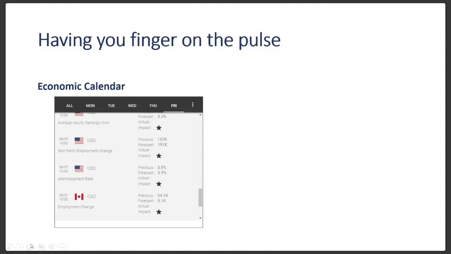Let me get a little pen, see if this works. Laser pen. Oh, there we go. Cool. As you can see, for example, we have the non-farm payroll coming up tomorrow, which is obviously the big event. Expectation is 191,000. So you keep your finger on the pulse by having a look at when these events are coming out and what sort of impact they could possibly have on the market.